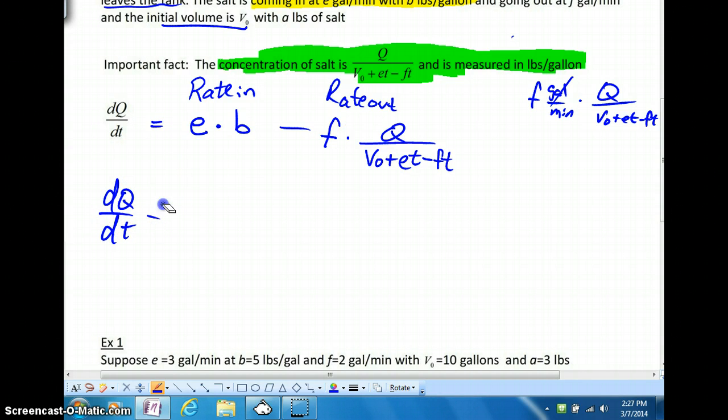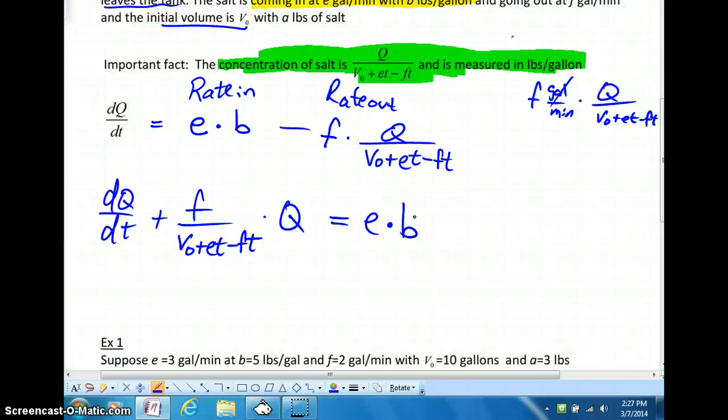We're going to say, my goodness, add the rate going out. And you'd get F all over V naught plus ET minus FT times Q equals E times B. Now I hope that looks to be a little bit more familiar. What type of differential equation would that be? Linear, absolutely. So we can find an integrating factor and we can move on from there.